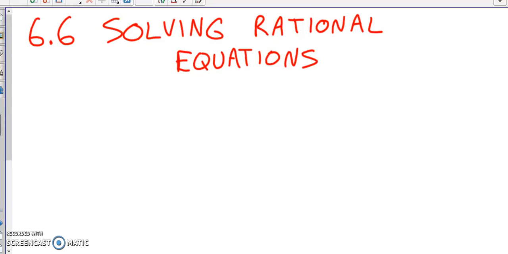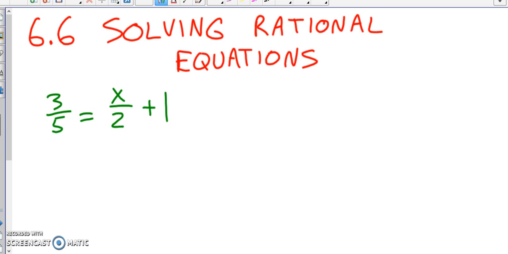Bridges, section 6.6, solving rational equations. So basically, we've been working with all these rational functions, or rational expressions. Now we're going to have them in an equation that we're going to have to solve. So for instance, 3 over 5 equals x over 2 plus 1.